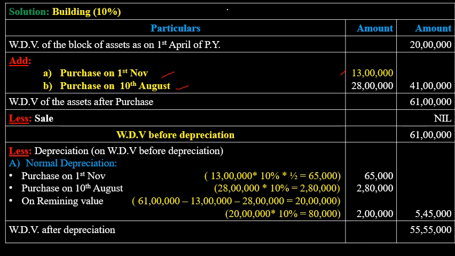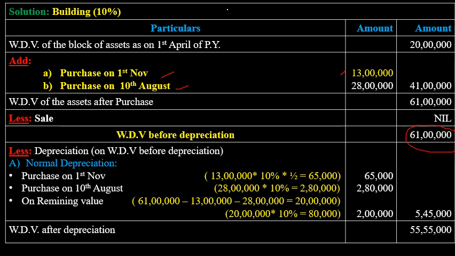This value is important, so you can write this date or not. It's left to you. It's not mandatory. Total purchases value is 41 lakh. At the end, your calculation of depreciation is important. The written down value of the assets after purchase is 61 lakh. There was no sale in case of building, so sale is nil. So written down value before depreciation is 61 lakh.